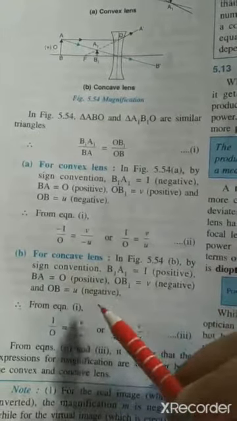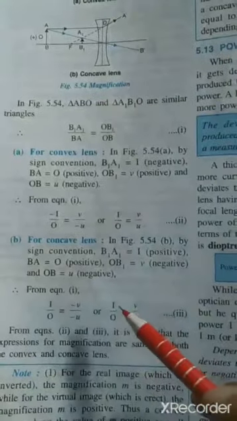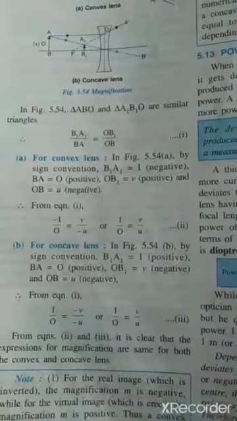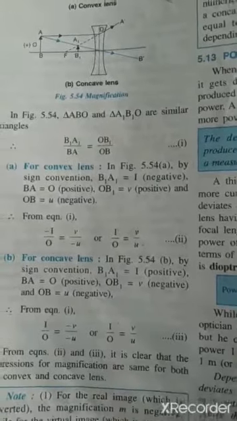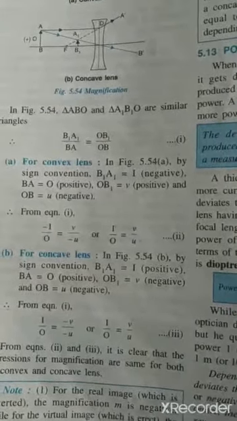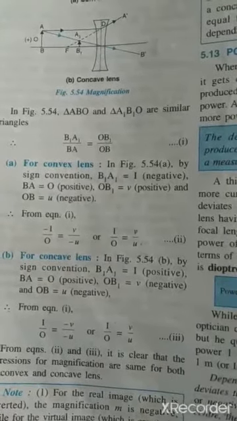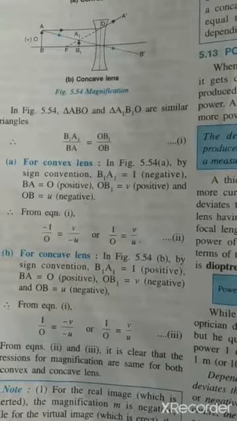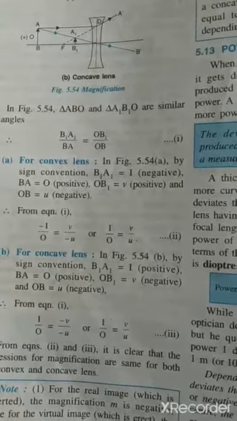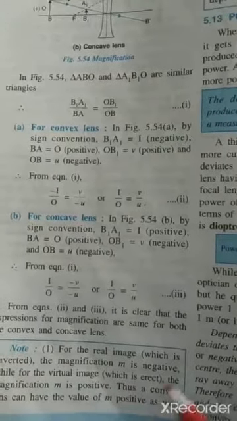Now for a concave lens, both are on the same side of the principal axis, so O and I both will be positive and U and V both will be negative. So in that case again I by O is equal to V by U. That means the expression for a convex lens or concave lens is V by U. We are using m is equal to V by U in both cases, but m will be taken positive in the case of virtual image and negative for the real image. You have to keep that in mind as explained here.